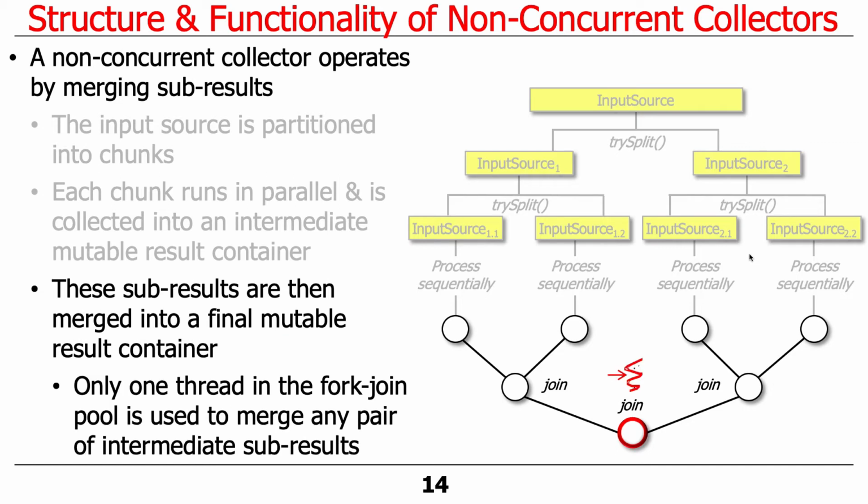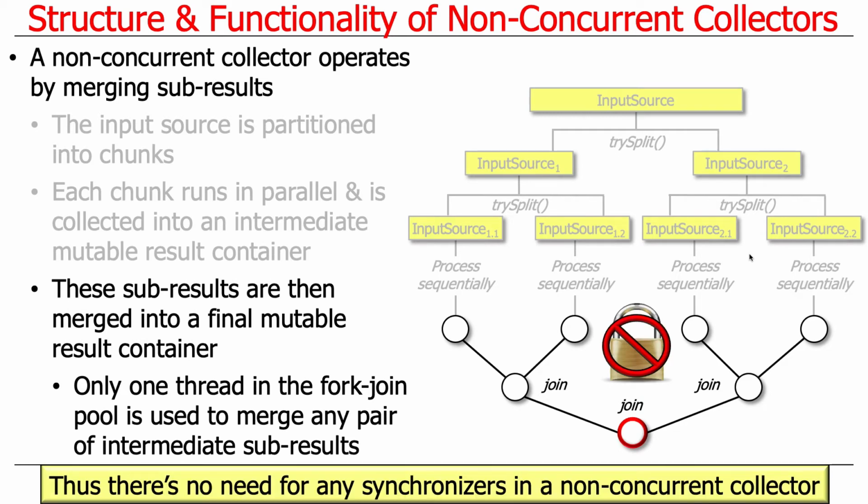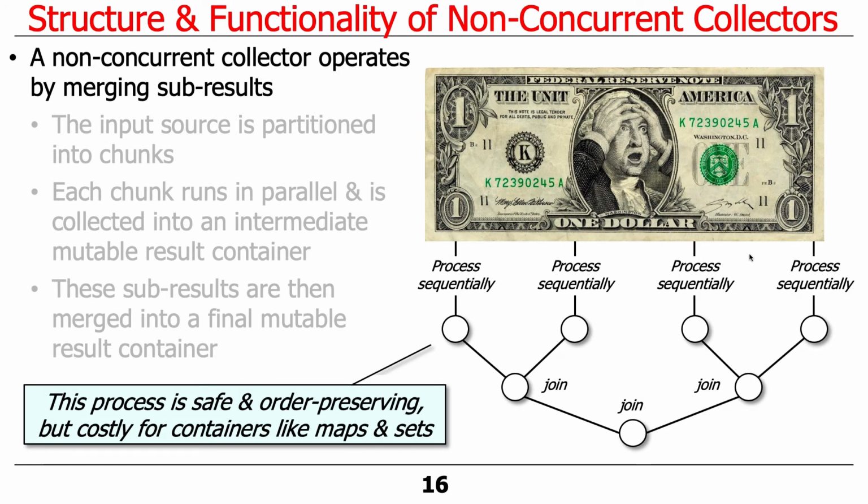Only one thread is ever used in non-concurrent collectors to merge these things together. So intermediate sub-results are merged together in a single thread of control, which is good. So no need for locking. Now, the good thing about doing it this way is that this process is thread safe and order preserving if you have an order preserving collection like an array list where the order matters.